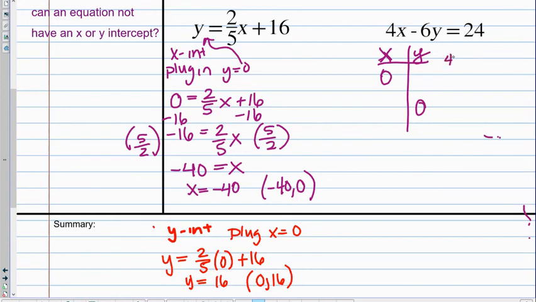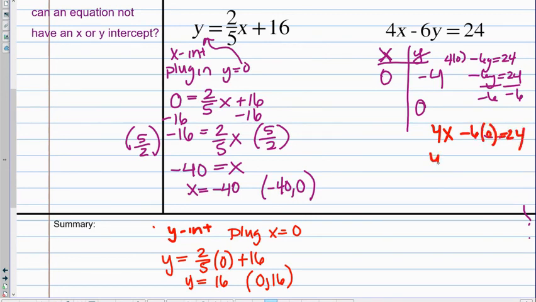If I'll just show my work over here, I have negative 6y equals 24, and it's totally messy. Divide by negative 6, divide by negative 6, and I get negative 4. Then I'll do this again and say 4x minus 6 times 0 equals 24. Then I have 4x equals 24, divide by 4, and x equals 6, and that goes here. So this is your x-intercept, and this is your y-intercept.